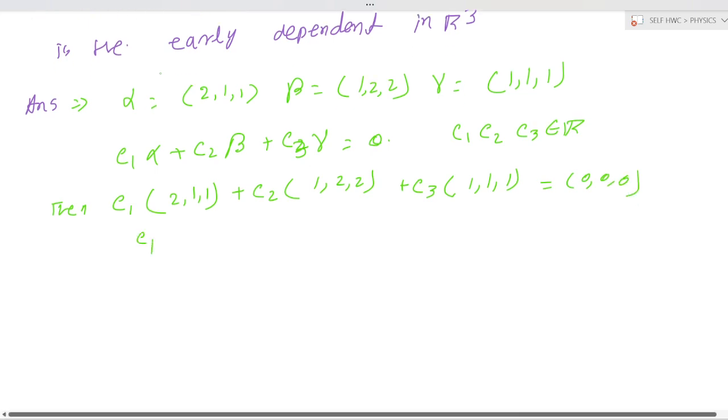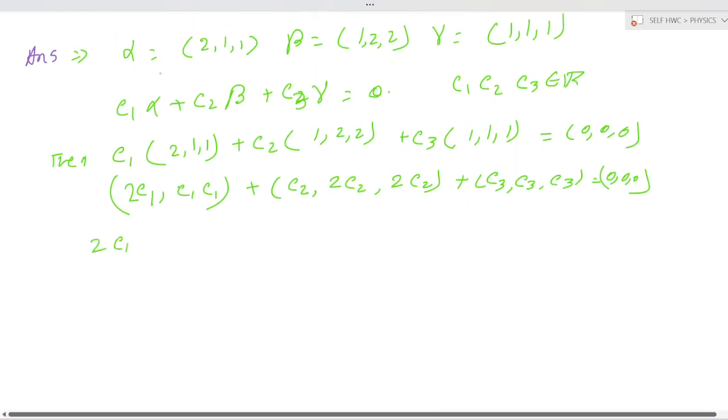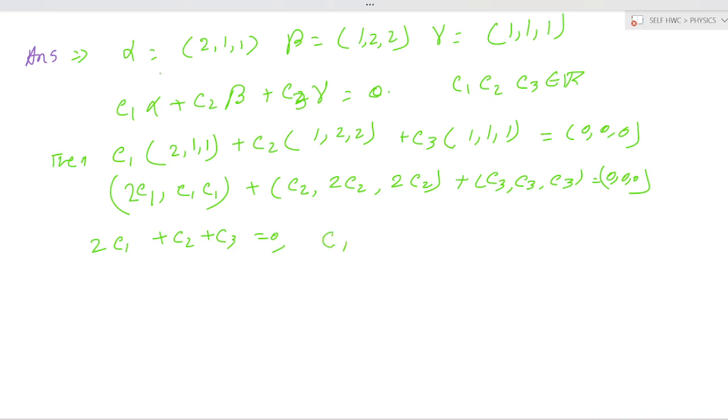Next you calculate: C1 2C1 C1, and C1 plus C2 2C2 and 2C2 plus C3 C3 and C3 is equal to (0, 0, 0). Okay, next 2C1 plus C2 plus C3 is equal to 0. Next, C1 plus 2C2 plus C3 is equal to 0, and next C1 plus 2C2 plus C3 is equal to 0.